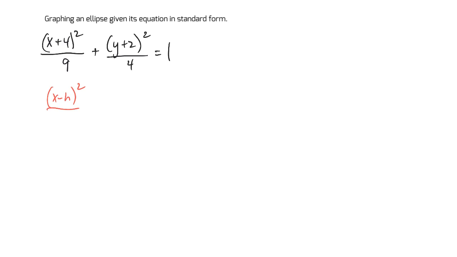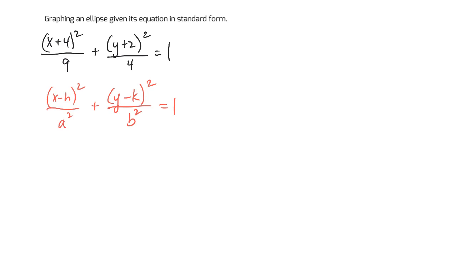Usually in many textbooks, the a squared is larger than the b squared. So in this case, the 9 is going to be larger than the 4, so the a squared is going to be underneath the x minus h squared, plus the quantity y minus k squared, all over b squared, is equal to 1. So we do have this in standard form.